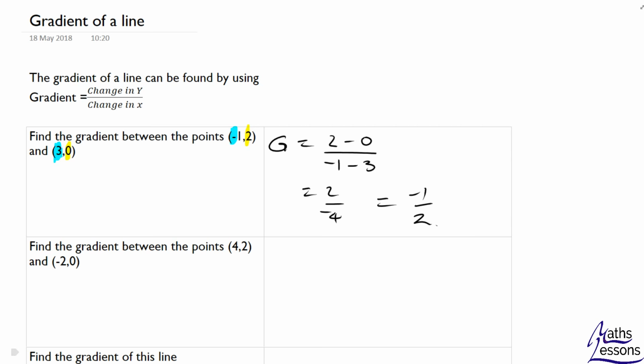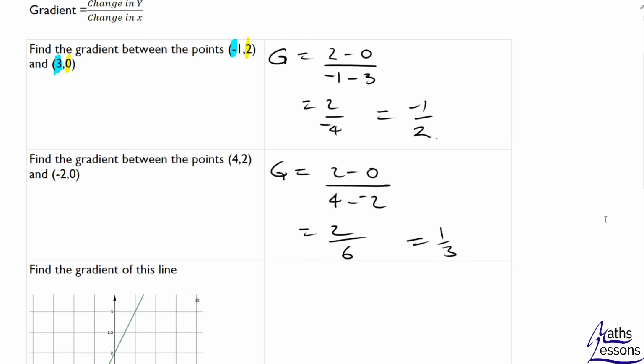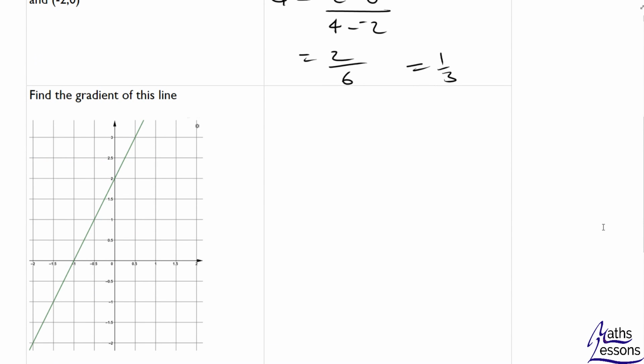Okay, let's look at that one. So we do the same again. The gradient will equal the change in y, which in this case is also going to be 2 minus 0, over the change in x, which is now 4 minus -2. So we get 2 over 6, because minus minus is plus. So that can be simplified to 1/3. Let's just quickly have a go at doing one where you're actually given the line.